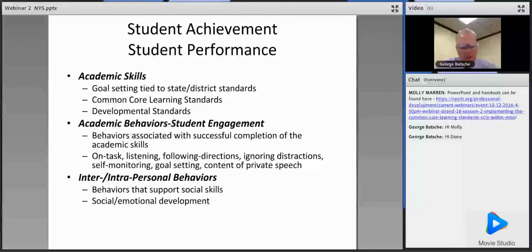Academic behaviors are those behaviors that students have to engage instruction. And the inter- and intrapersonal behaviors. Interpersonal are those skills that kids need to get along with each other. And intrapersonal behaviors are those things that are internal to the student. So things like anxiety, how they manage anxiety, how they deal with depression. But one of the intrapersonal behaviors that is so important to student schooling is private speech.